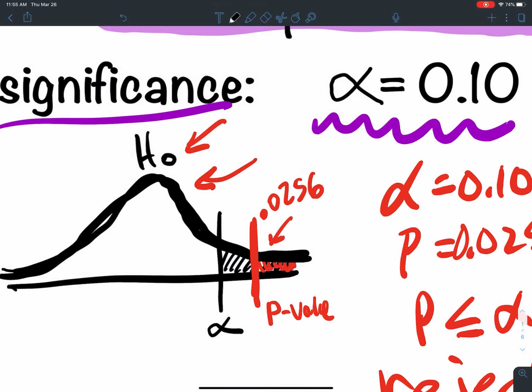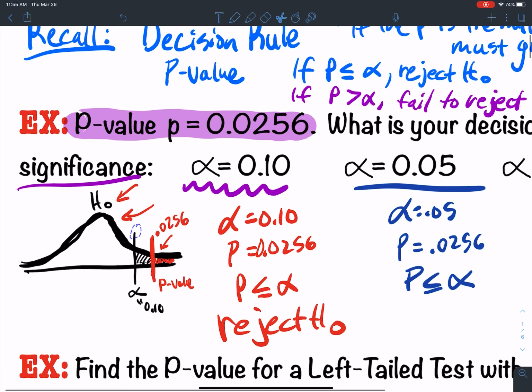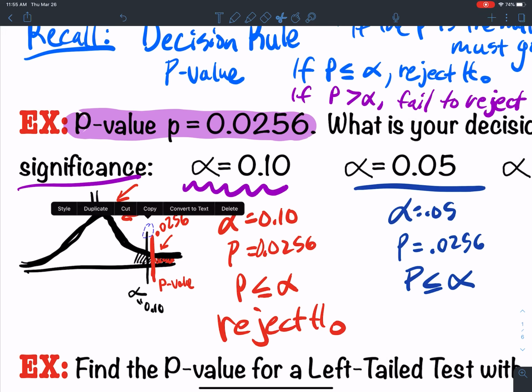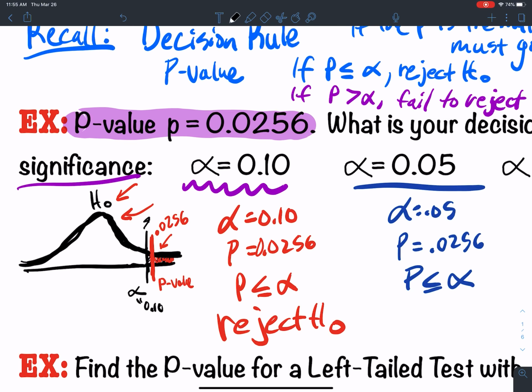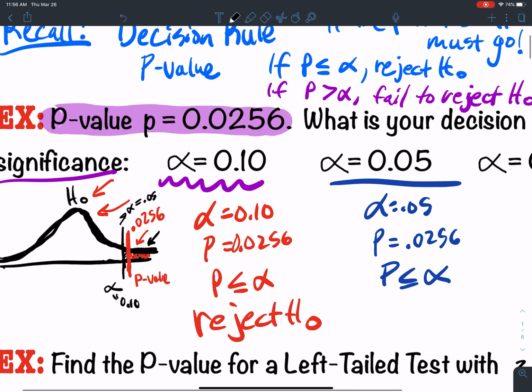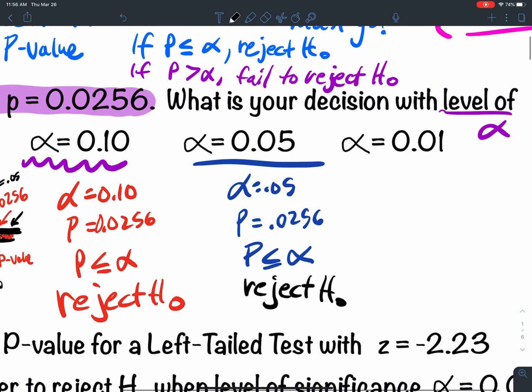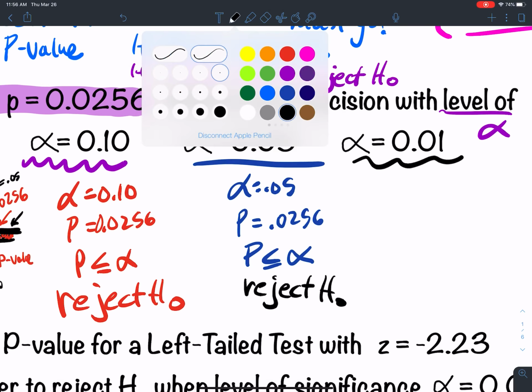Originally, we had an alpha equal to 0.10. But when I reduced my alpha to 0.05, that made it go closer here. So we lost this little bit of area that I had shaded in here. Now this is my new alpha, 0.05, but we're still in the rejection region. So we still reject the H0.